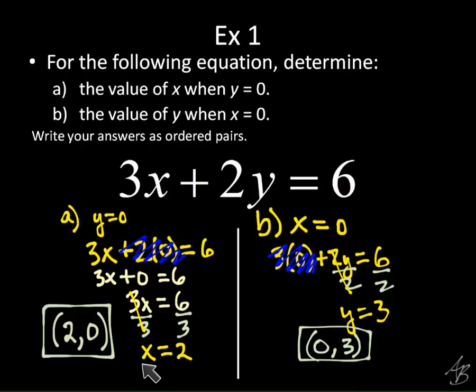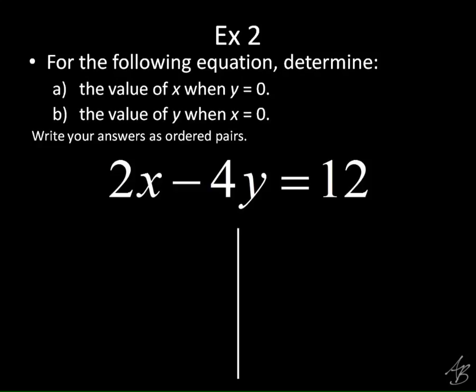So all we're going to have to do is graph these on the coordinate plane, draw a line through them, and we're done. We'll come back and do that later, but I want to get a little more practice with solving the equations first. So for example 2, I want you to do the exact same thing. For part A, you're going to put 0 in for y and solve for x. And then part B, you're going to put 0 in for x and solve for y. Write both of your answers as ordered pairs.